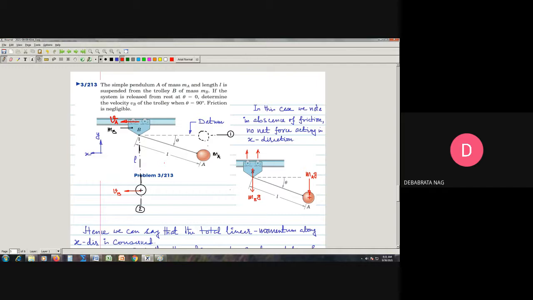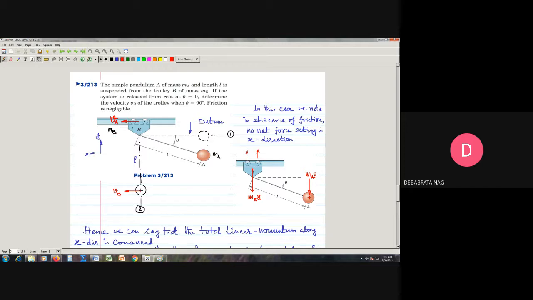For example, this present problem is taken from the book of Meriam. Here, in this problem, it is saying that a simple pendulum of mass Ma, this is the simple pendulum A, and the length L. So this string length, we can say the equivalent length is L, is suspended from the trolley. This is the trolley of mass mb. So this is the trolley B of mass mb.